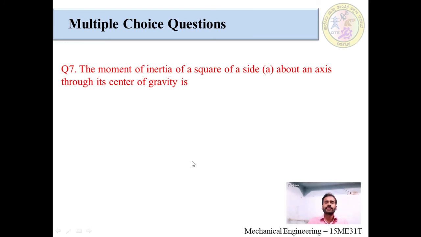Moving on to the next question: the moment of inertia of a square of side A about an axis through its center of gravity. So we have to calculate the moment of inertia of a square with side A. Using the suitable formula, you have to find the correct answer for the given question.